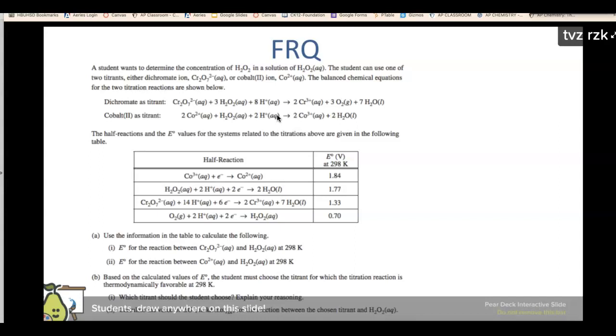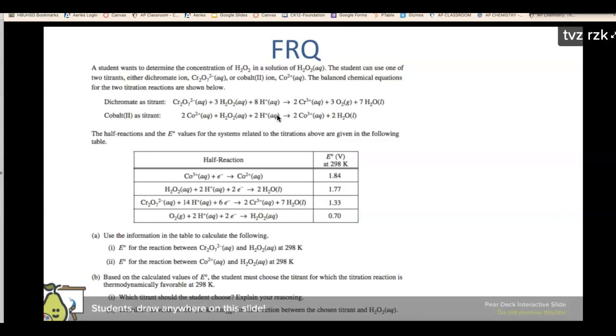And remember, this is a redox titration. This is not an acid-base titration. Still, the whole point of this titration is to find an unknown concentration, just like it was in an acid-base titration. You're trying to find an unknown concentration. This just isn't neutralization. This is oxidation reduction.